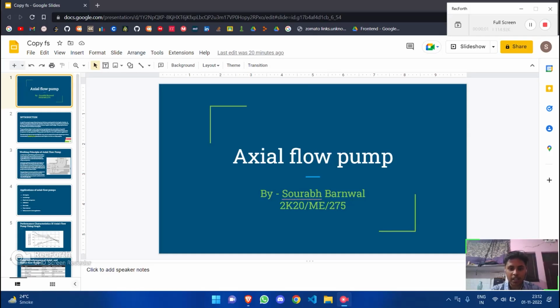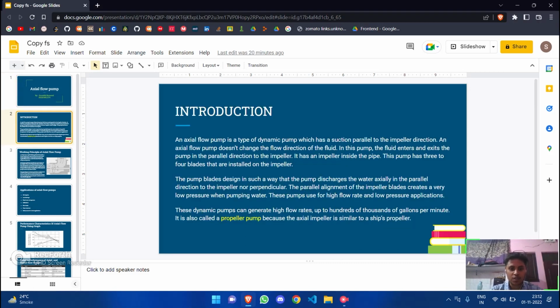I am Saurabh Barwal. I continue this presentation with my topic, axial flow pump. Here I first start with the introduction of the axial flow pump. An axial flow pump is a dynamic pump which has suction parallel to the impeller direction. It does not change the flow direction of the fluid. The fluid enters and exits the pump in a direction parallel to the impeller.